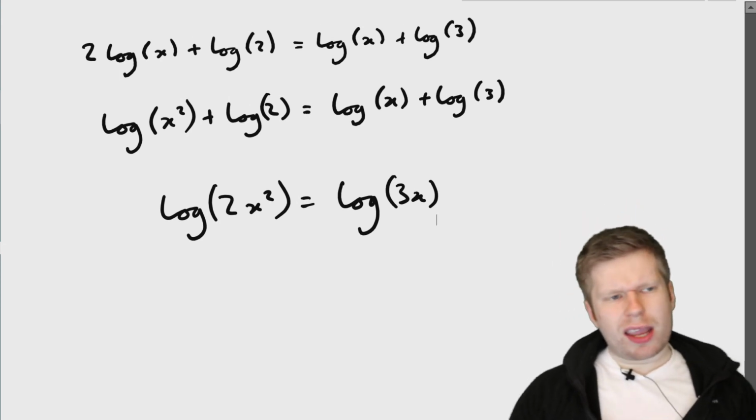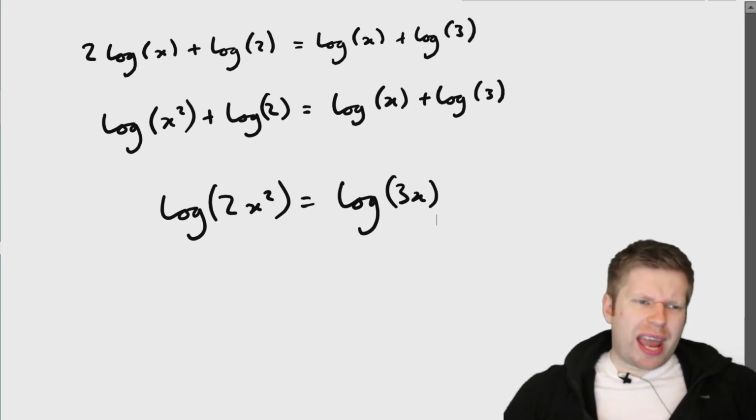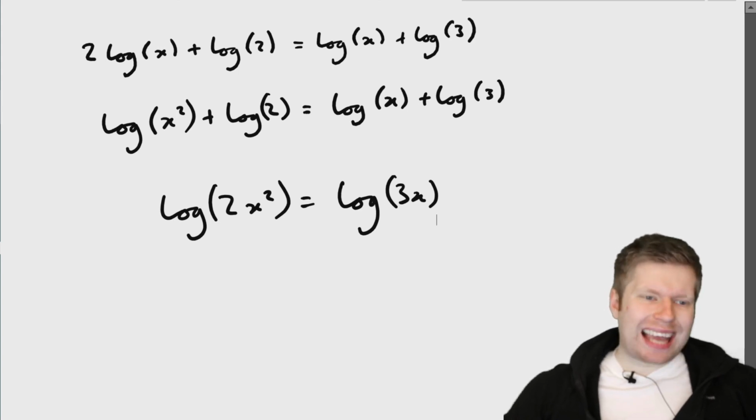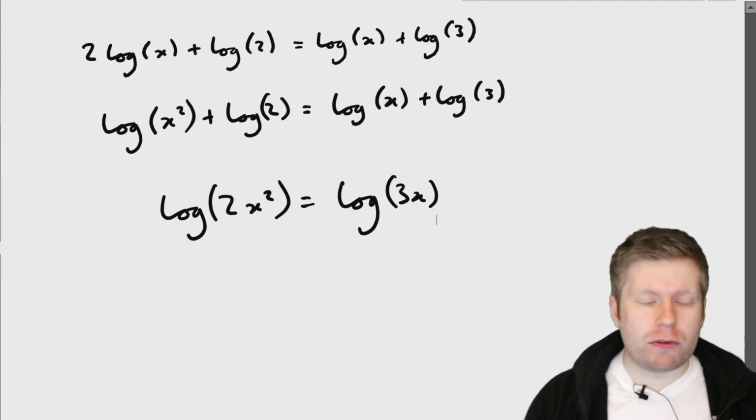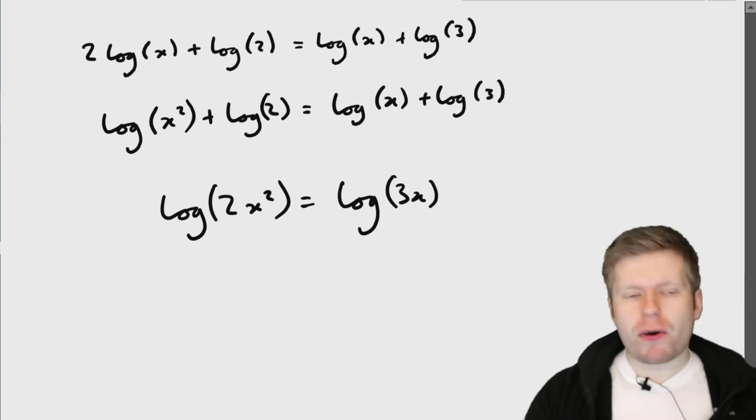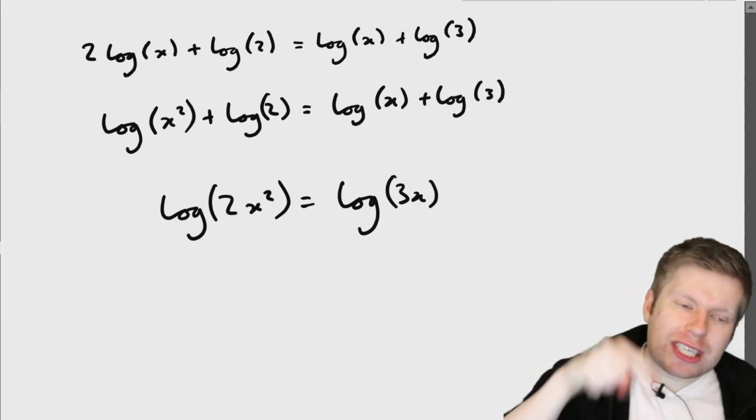Now, if you're looking at this and going, well, where do I go now? Like I've got log of 2x squared equals log of 3x. What do I do next? Okay, well, that's fine. You've done all the hard work already. You've used all your laws of logarithms. You've got it simplified to this point. And in general, when you're solving with laws of logarithms, you really want to get to this point.